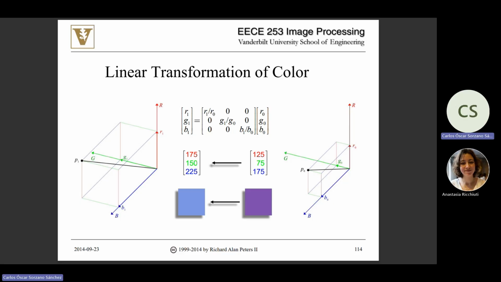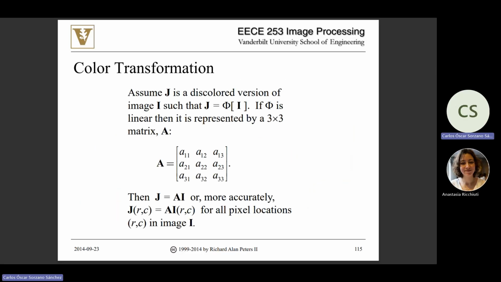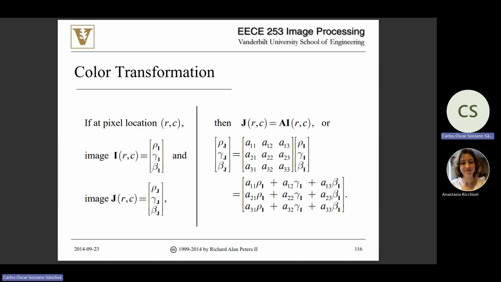And so the output green is only affected by the input green. The output blue is only affected by the input blue. But if you have the full matrix, all input channels are affecting all output channels. Okay, so you can apply a linear transformation. You have a color in the input image, you multiply it, and you have your output color. And this is just a matrix multiplication.